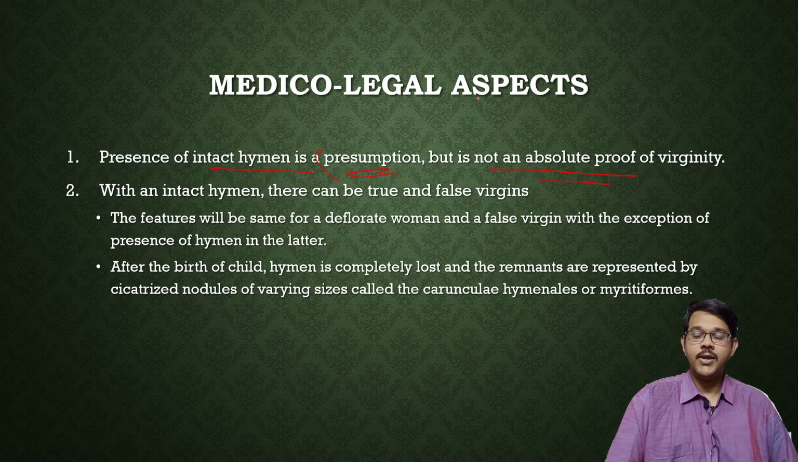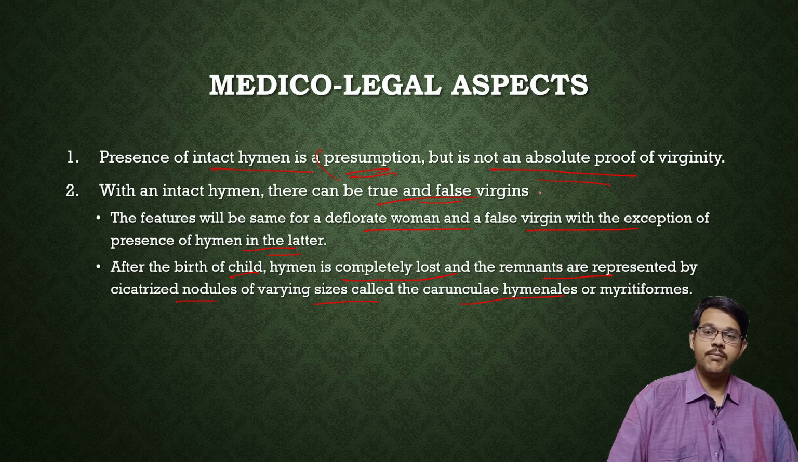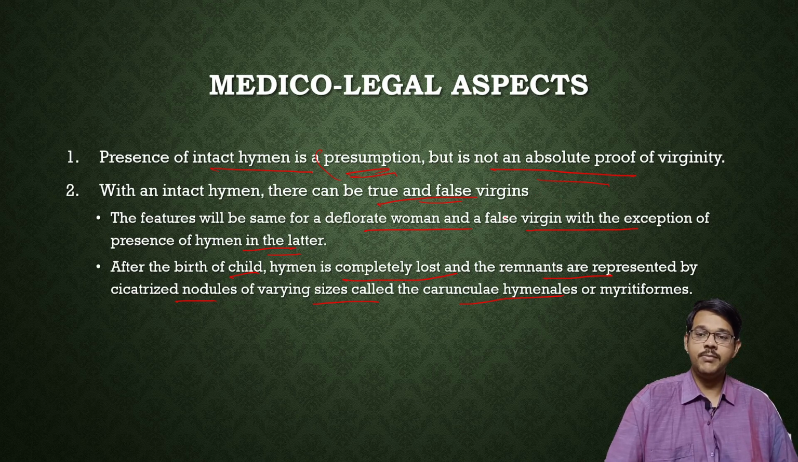Since the hymen may get ruptured in many situations other than sexual intercourse, there are also cases of false virginity where the hymen is intact but she has already experienced sexual intercourse. So with an intact hymen, there can be true and false virgins. The features will be the same for deflorated women and false virgins, with the exception of the presence of the hymen in the latter. After the birth of a child, the hymen is completely lost and the remnants are represented by cicatrix nodules of varying size called carunculae hymenales or multiformis. Only after giving birth is the hymen completely obliterated and usually replaced by nodules.